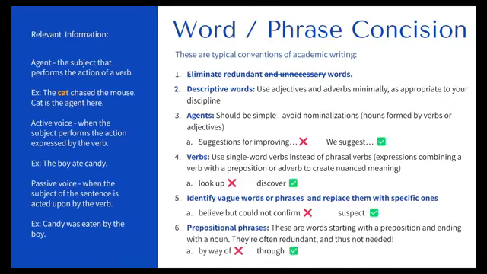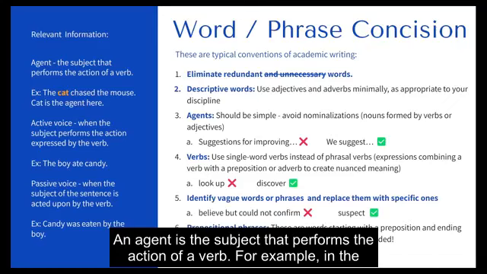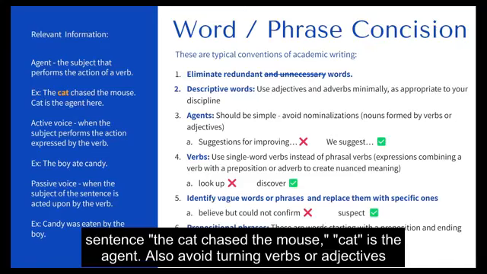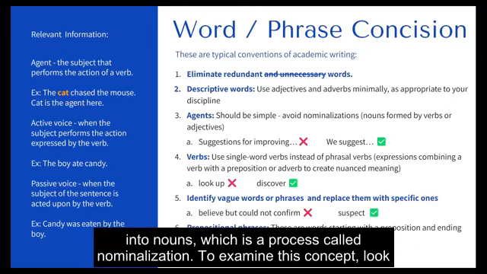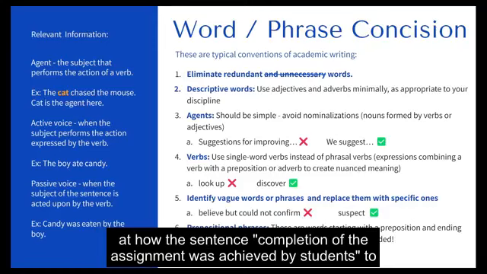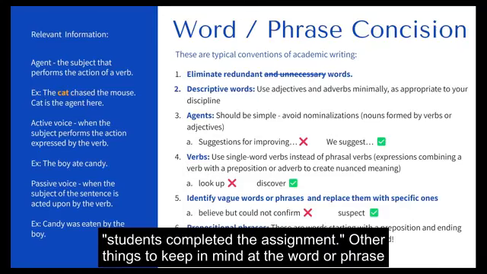Agents and verbs. An agent is the subject that performs the action of a verb. For example, in the sentence, "The cat chased the mouse," cat is the agent. Also, avoid turning verbs or adjectives into nouns, which is a process called nominalization. To examine this concept, look at how the sentence "completion of the assignment was achieved by students" becomes "students completed the assignment."